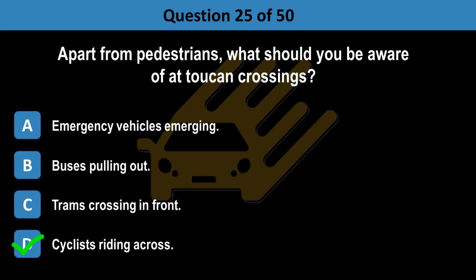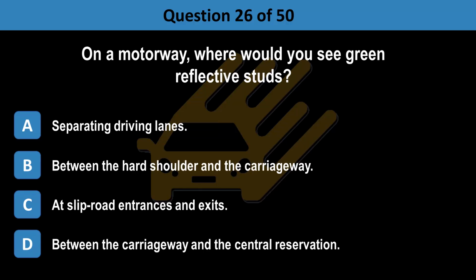The correct answer is D. Cyclists riding across. On a motorway, where would you see green reflective studs? A. Separating driving lanes. B. Between the hard shoulder and the carriageway. C. At slip road entrances and exits. D. Between the carriageway and the central reservation.